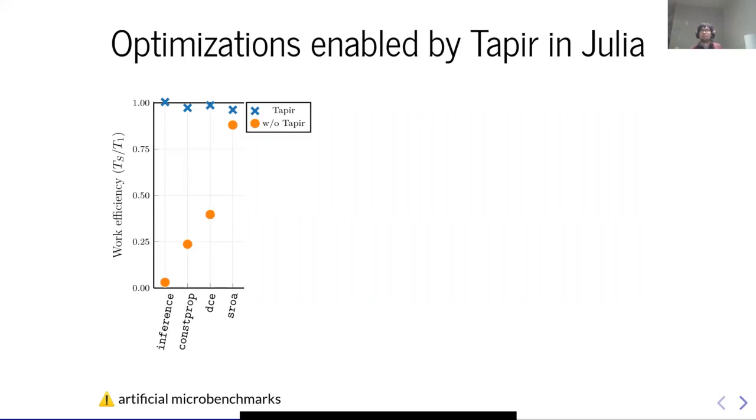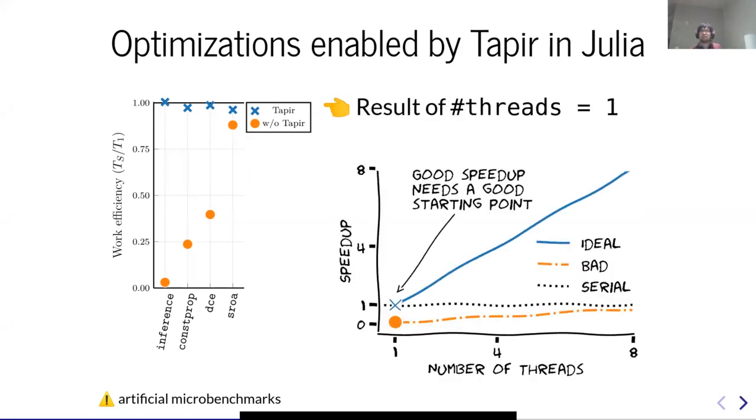Okay, so here's a list of macro benchmarks with and without Tapir. They are compared with respect to the equivalent serial program. I'm only showing the result of single-threaded performance. This is because the purpose of Tapir is to get a good starting point for scaling. I hope you remember this graph. So the y-axis of the left and the right graphs are the same, but I'm calling the one on the left work efficiency because the maximum speedup you can get with a single thread is one, so it's kind of confusing to call it speedup. But the point is that you can judge how good the compiler is by checking how close these points are to this y equals one line.